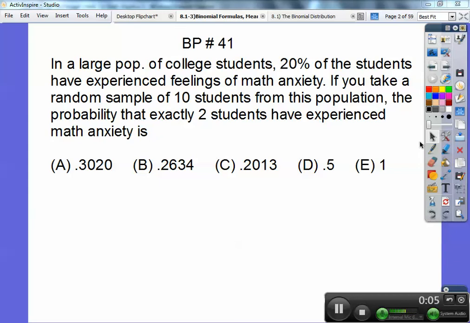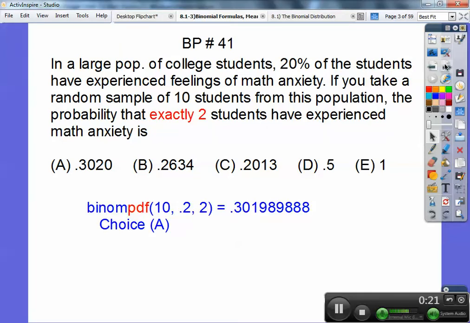In a large population of college students, 20% of students have experienced feeling math anxiety. If you take a random sample of 10 students from this population, the probability that exactly 2 students have experienced math anxiety is, okay, well that's where you use your formula in your calculator right here.